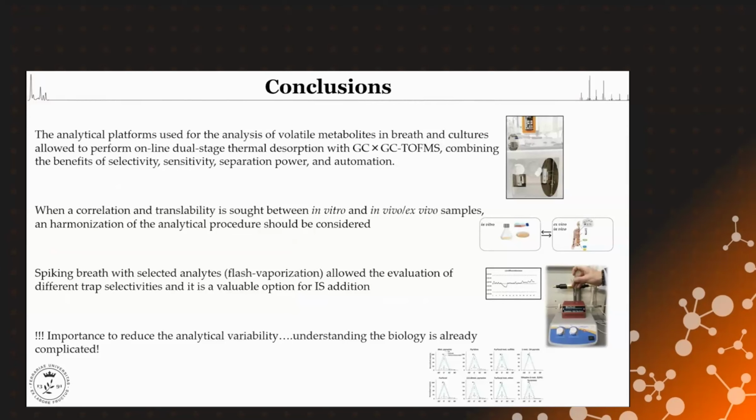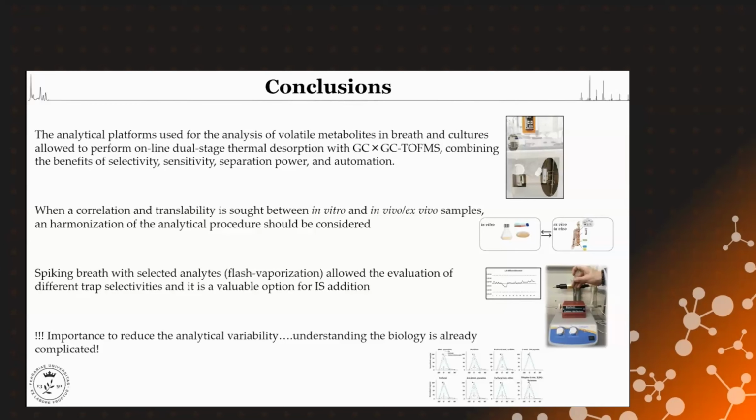When a correlation and translatability is sought between in vitro and in vivo or ex vivo samples, a harmonization of the analytical procedure should be considered. And for breath and culture-based experiments, the use of traps is valuable to maintain the same extraction conditions and thus comparable results. Harmonizing the sampling technique and conditions to approach different sampling scenarios gives a less biased extraction of the analytes and so a better comparability.